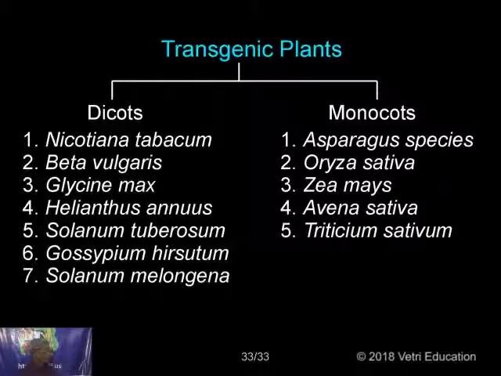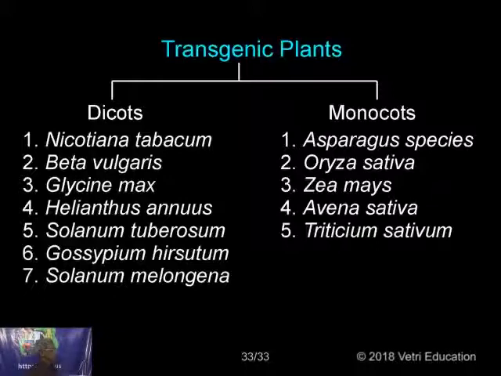In my last slide, these are some of the transgenic plants that we have today. I am dividing them into dicots and monocots. In dicots, some of the transgenic plants are Nicotiana tabacum, Beta vulgaris, Glycine max, Helianthus annuus, Solanum tuberosum, Gossypium hirsutum, Solanum melongena. Nicotiana tabacum, you know very well, is tobacco. Beta vulgaris is beetroot. Glycine max is a type of bean. Helianthus annuus is sunflower. Solanum tuberosum is potato. Gossypium hirsutum is a type of cotton. And Solanum melongena is eggplant.